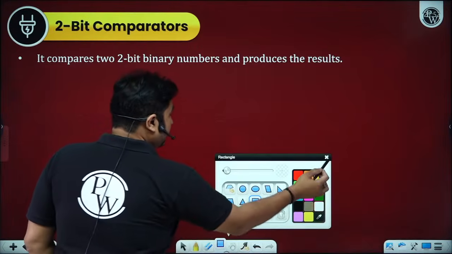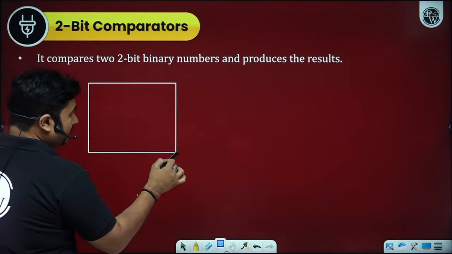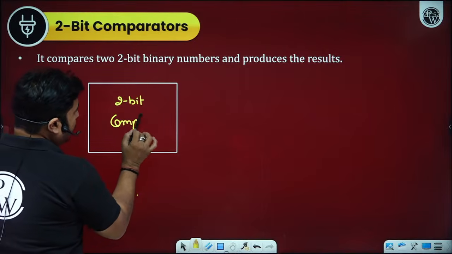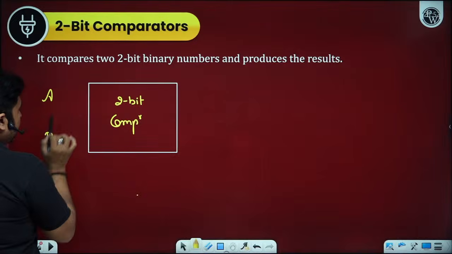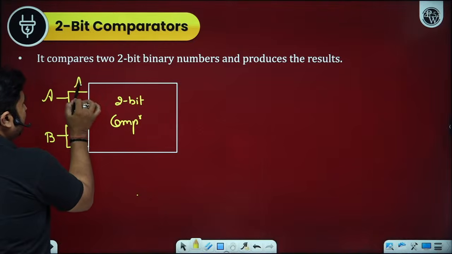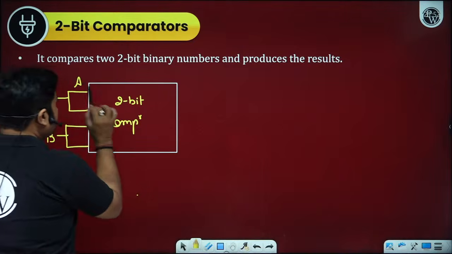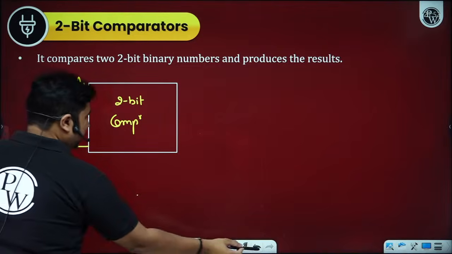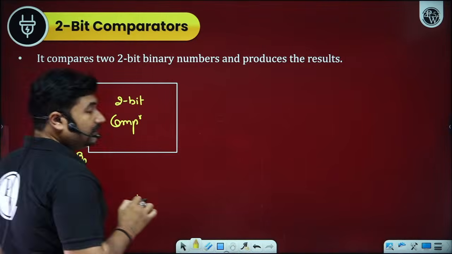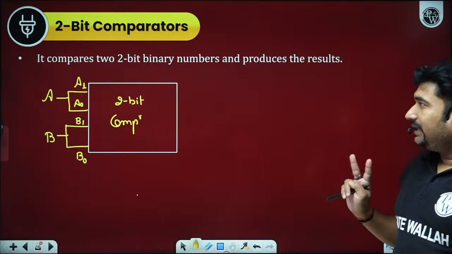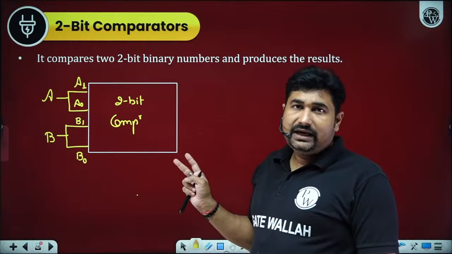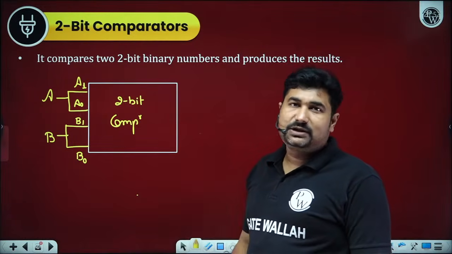In a 2-bit comparator, we have a number A and B. Each of A and B is a 2-bit number. So we have A1, A0 and B1, B0. So we have a total of 4 input bits. We have 2 numbers A and B. A is a 2-bit number, B is a 2-bit number.